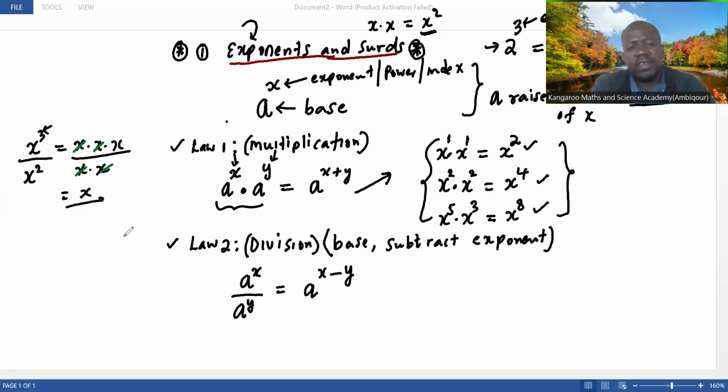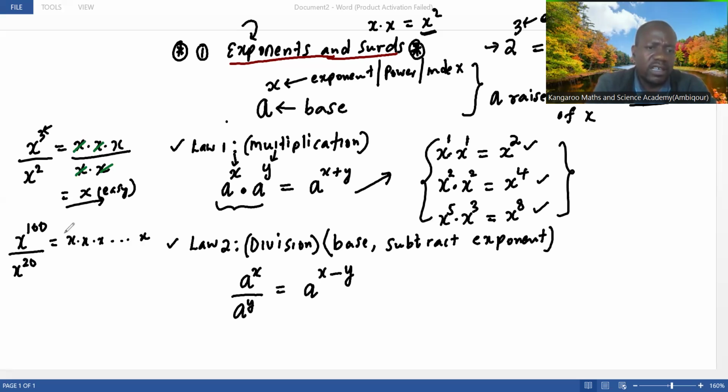You see, it's easy. But we will not keep on using this method, because imagine when you have x to the power of 100, you divide by x to the power of 20. Are you going to expand the x 100 times? It will be a tedious work. Imagine doing this 100 times. To avoid doing this, that's where they introduced this law.